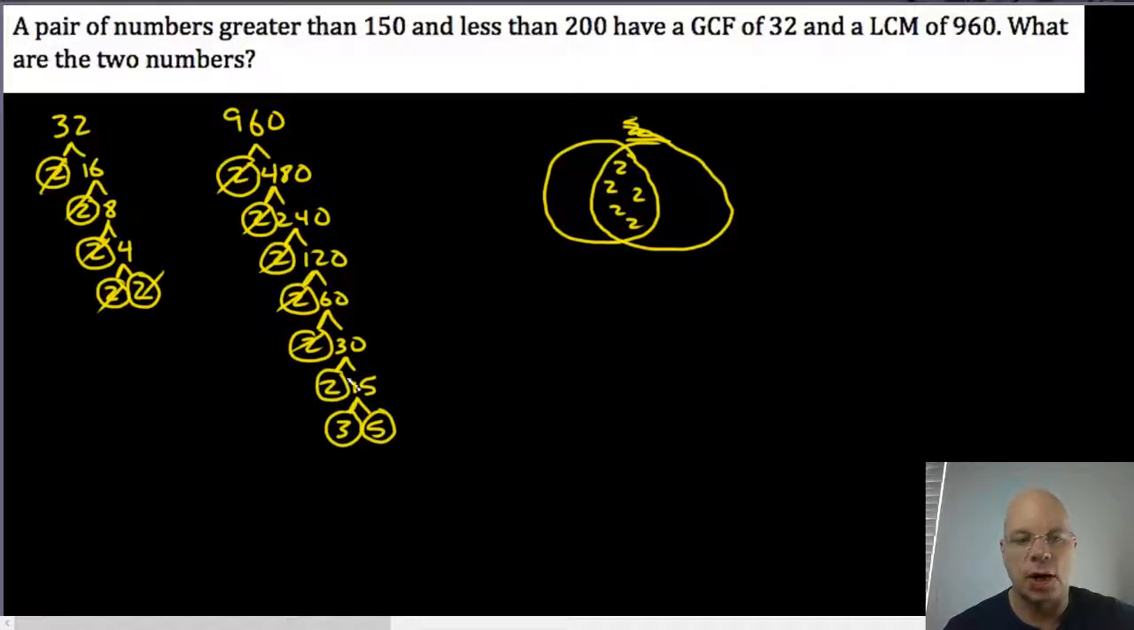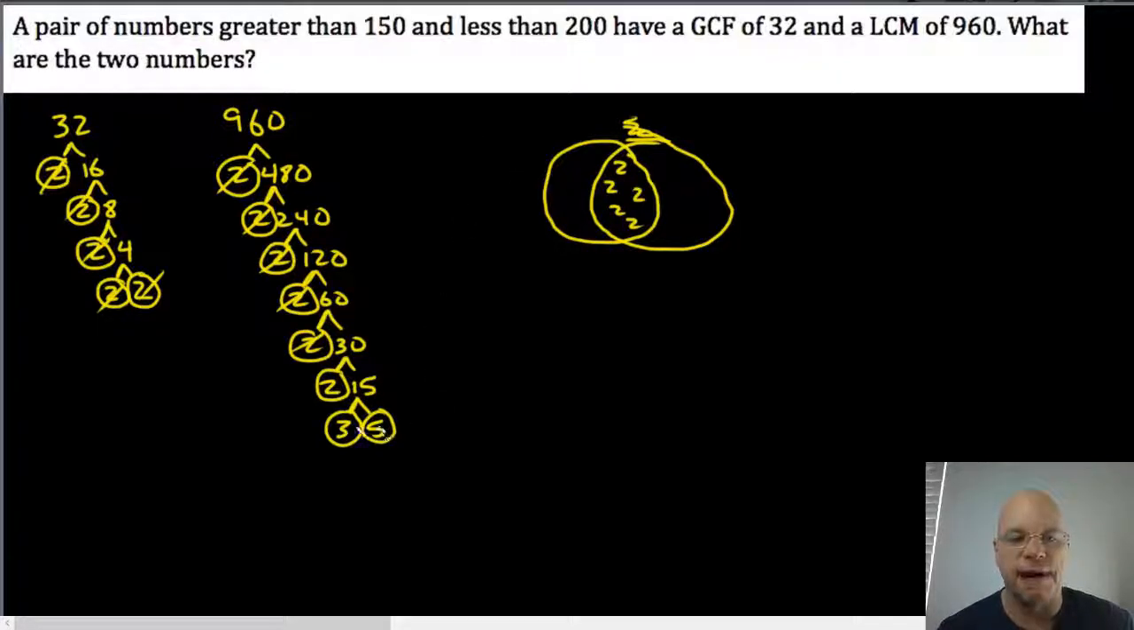And none of those are common to each other, so we don't have to worry about putting the same thing on either side in this only section for the two numbers. But we do have to worry about the numbers being between 150 and 200, greater than 150 in fact, and less than 200.